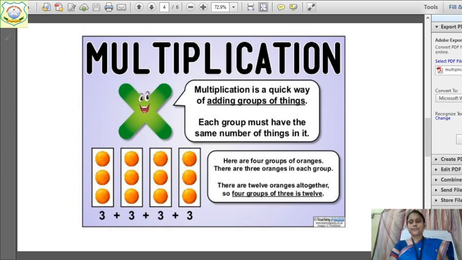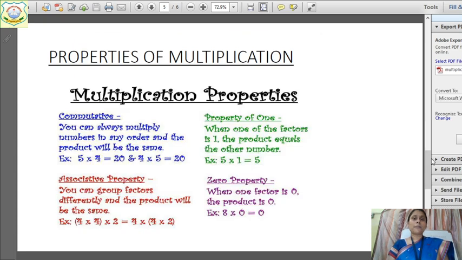So, now we will come to our next page, properties of multiplication. Before starting our multiplication lesson, these properties should be clear to you. So, let's revise. Let's learn about multiplication properties. First property is commutative property. What is commutative property? Let's see.